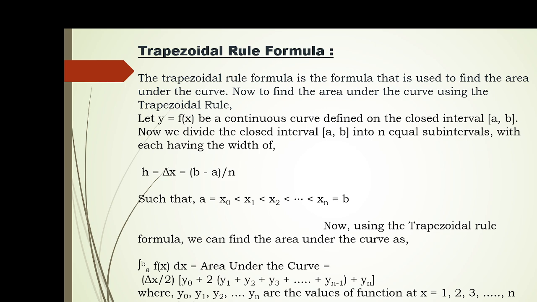Now, using the trapezoidal rule formula, we can find the area under the curve as integration a to b f of x dx equals the area under the curve equals delta x divided by 2 into y naught plus 2 into bracket y1 plus y2 plus y3 up to yn minus 1, and plus yn. This is the formula of the trapezoidal rule, where y0, y1, y2 and yn are the values of the function at x equal to 0, 1, 2, 3 and n respectively.